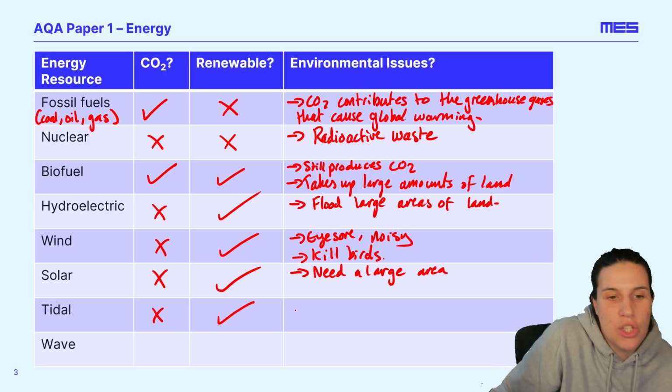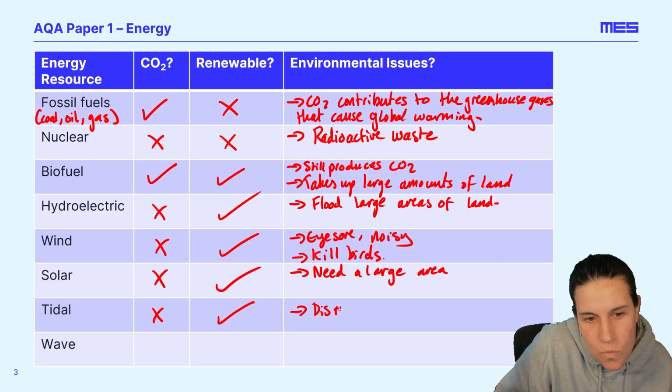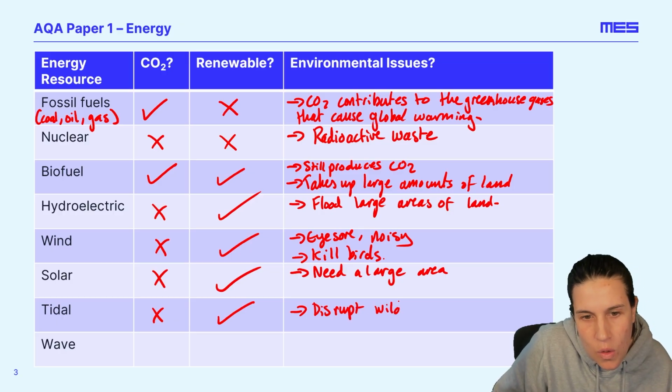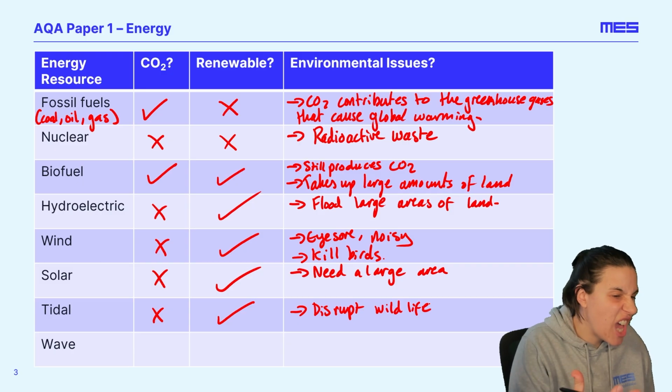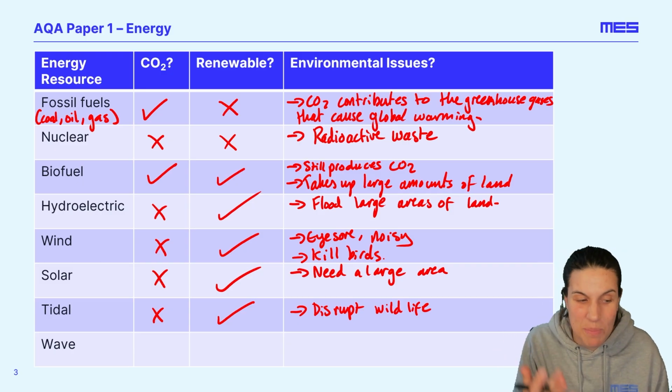But the problem is that it can disrupt the wildlife because fish can get caught in it, stuff like that. Tidal can also be very expensive.